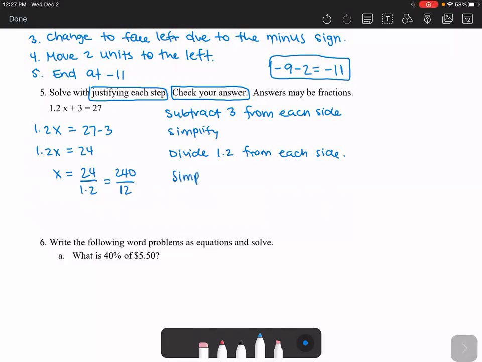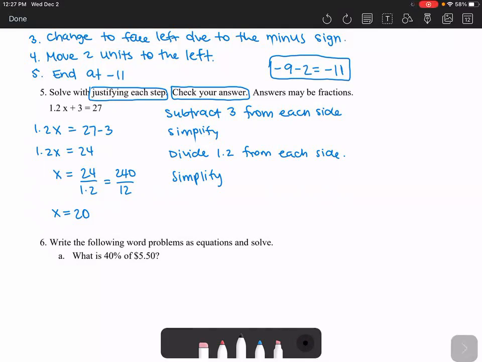So whenever we do our last step of simplifying, 240 divided by 12 is 20, right? That should not be too difficult to see. And in this last step of simplifying, you should actually simplify it to get a final answer. There were some people who stopped at 24 divided by 1.2. You should go ahead and do that division, because the last step in the steps to solve this equation is to simplify. So you should simplify the answer. Okay.